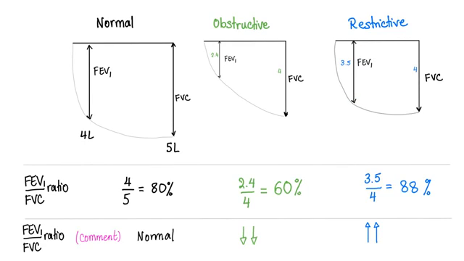Restrictive lung disease, 3.5 over 4. 3.5 over 4 is 88%. Can you comment? Yes, in normal people, FEV1-FVC ratio is normal. In obstructive lung disease, it's decreased. In restrictive lung disease, it's increased. Or it could be normal.